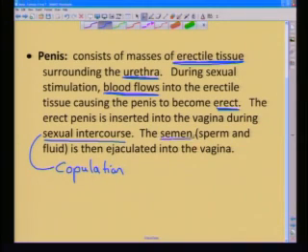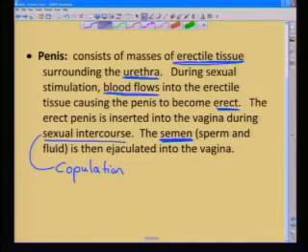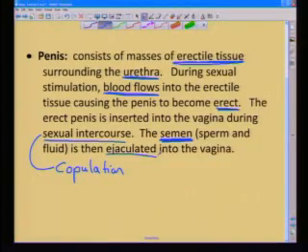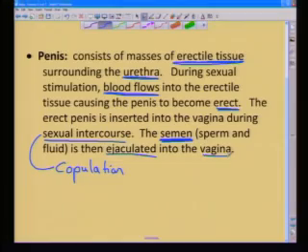Now, the semen is a combined name. It's one name for lots of things in that fluid. The semen is your sperm and the fluid that you are going to get from the seminal vesicles and the Cowper's gland and the prostate gland. It is ejaculated. Ejaculated means to be pushed out, ejaculated into the vagina.